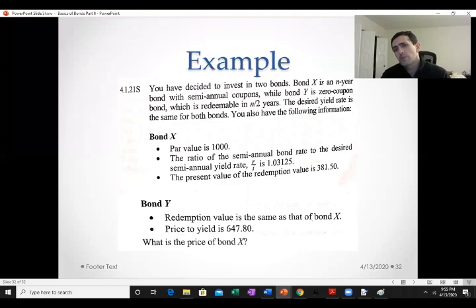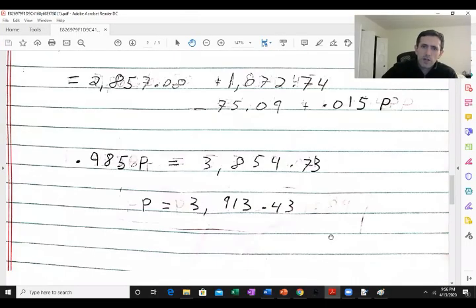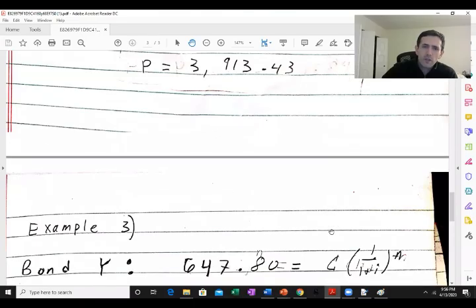On the other hand, the redemption value is the same for bond Y as it is for bond X, and the price to yield is 647.80. So that's just saying the price of bond Y is $647.80. What is the price of bond X? All right, so let's look at this mess of a problem. So let's work with the easy situation, and that is bond Y.